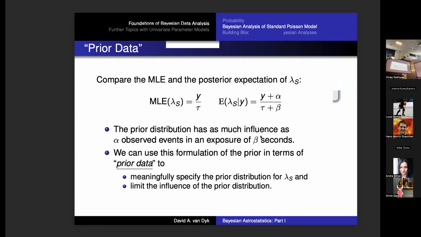We call that sometimes prior data. And this slide is just saying all the things I just said.